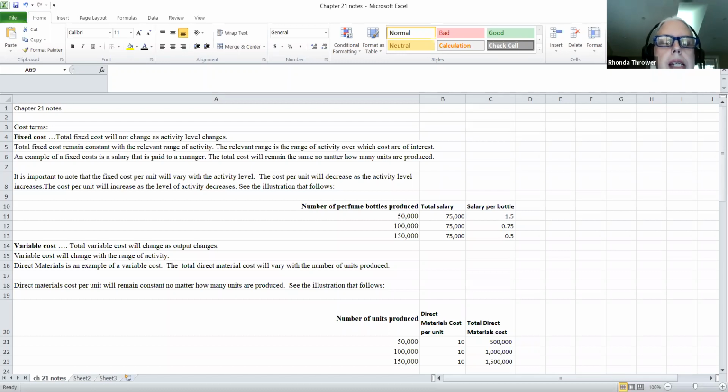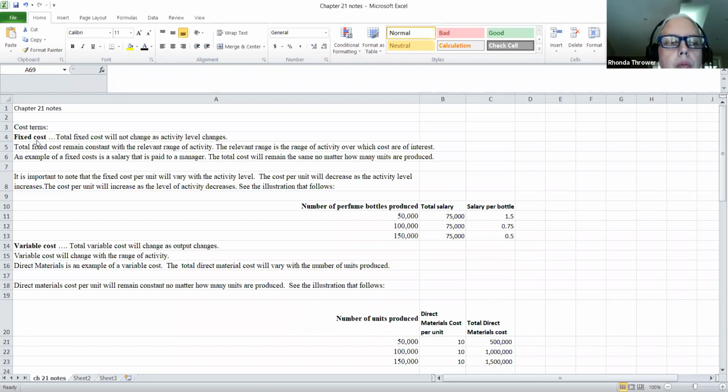You should be able to see now some chapter 21 notes that I've taken. There's some terms that you need to understand before we can get to the problems. So one of the terms that they introduce to you in this chapter is something that we call fixed cost. We're going to be studying the behavior of cost and how cost can change with the number of units that are produced in a manufacturing business.